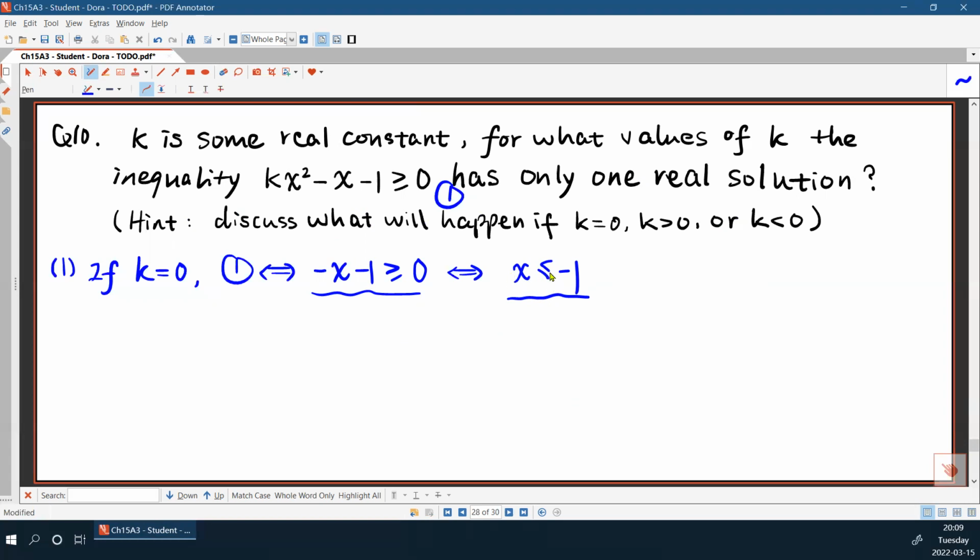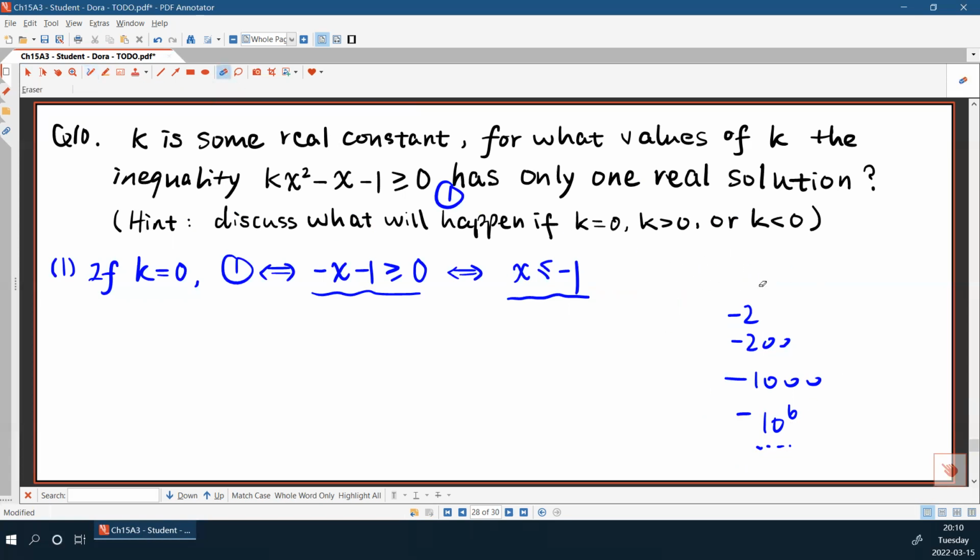Because any number that is less than or equal to negative 1 can fulfill this inequality, such as x can be negative 1.5, can be negative 2, can be negative 200, can be negative 1000, can be negative 10 to the power of 6, right? There are infinite solutions to this inequality.